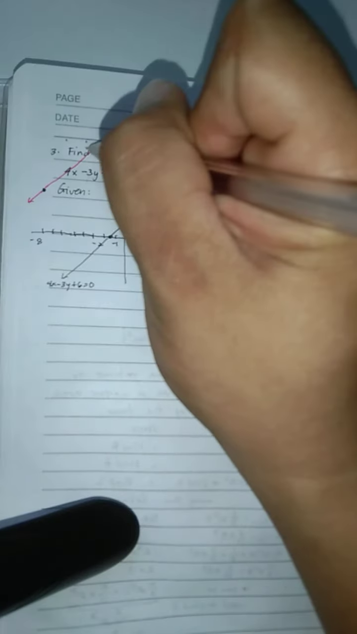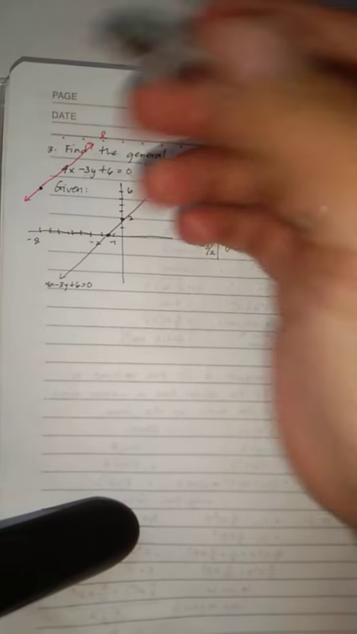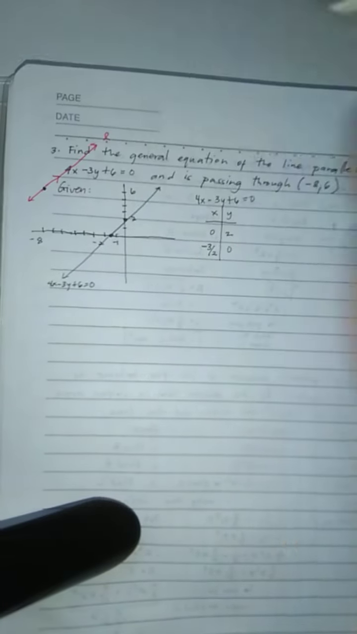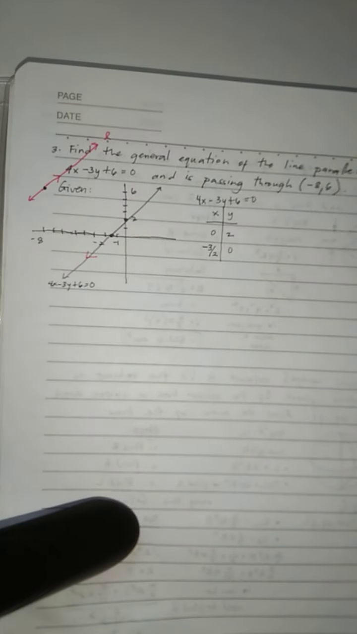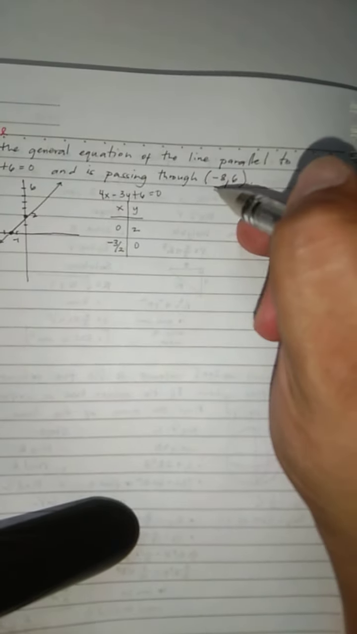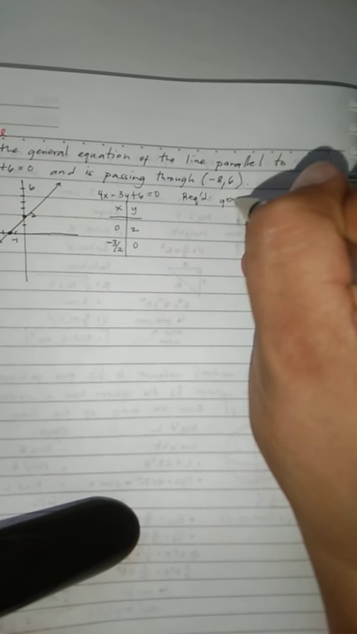And then of course we're going to draw a line that is parallel to the given line and is passing through this point. Okay, draw the line here. This is our line L in question. Just for your information, you can add the symbol of parallel lines by putting an arrow here and another arrow on the other line. That's the symbol for parallel lines. So that's the given. Required is the general equation.